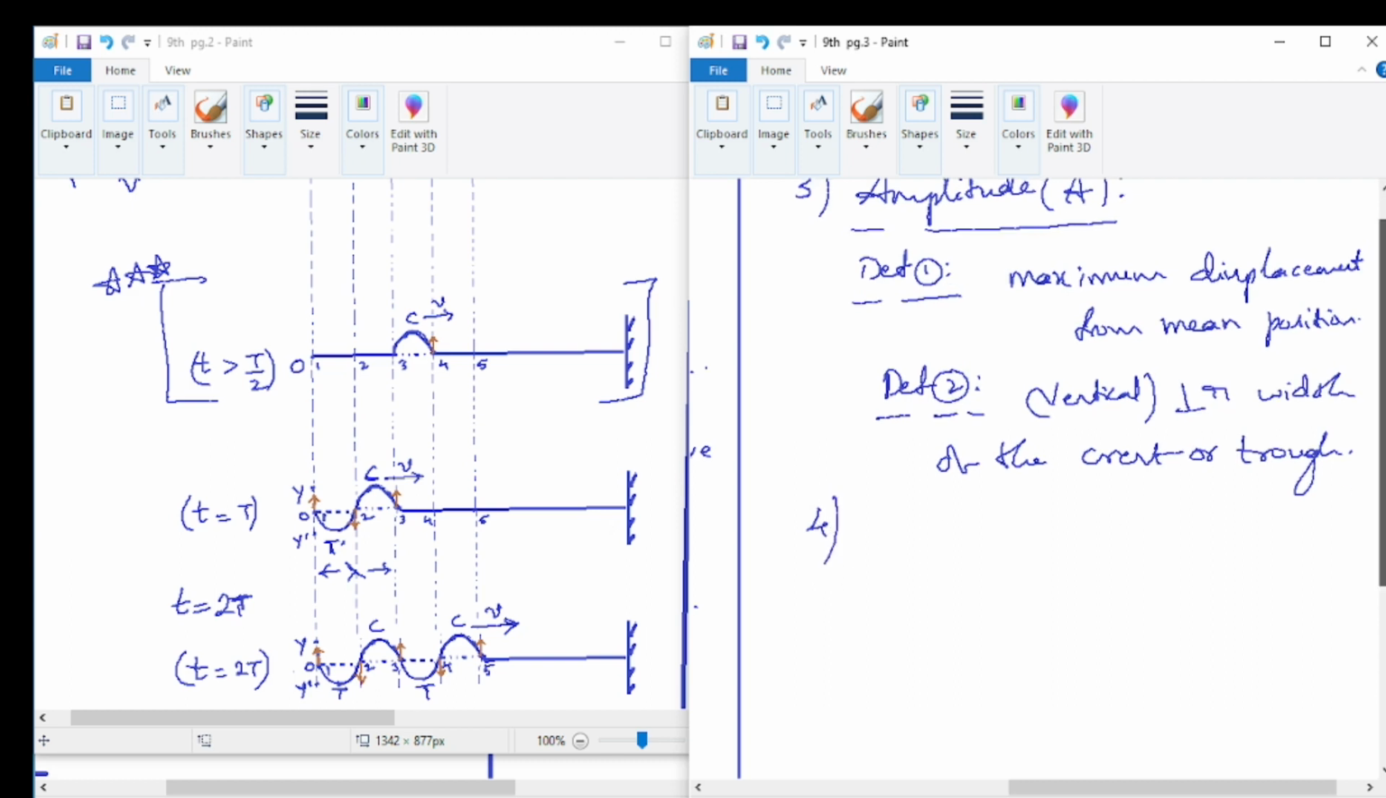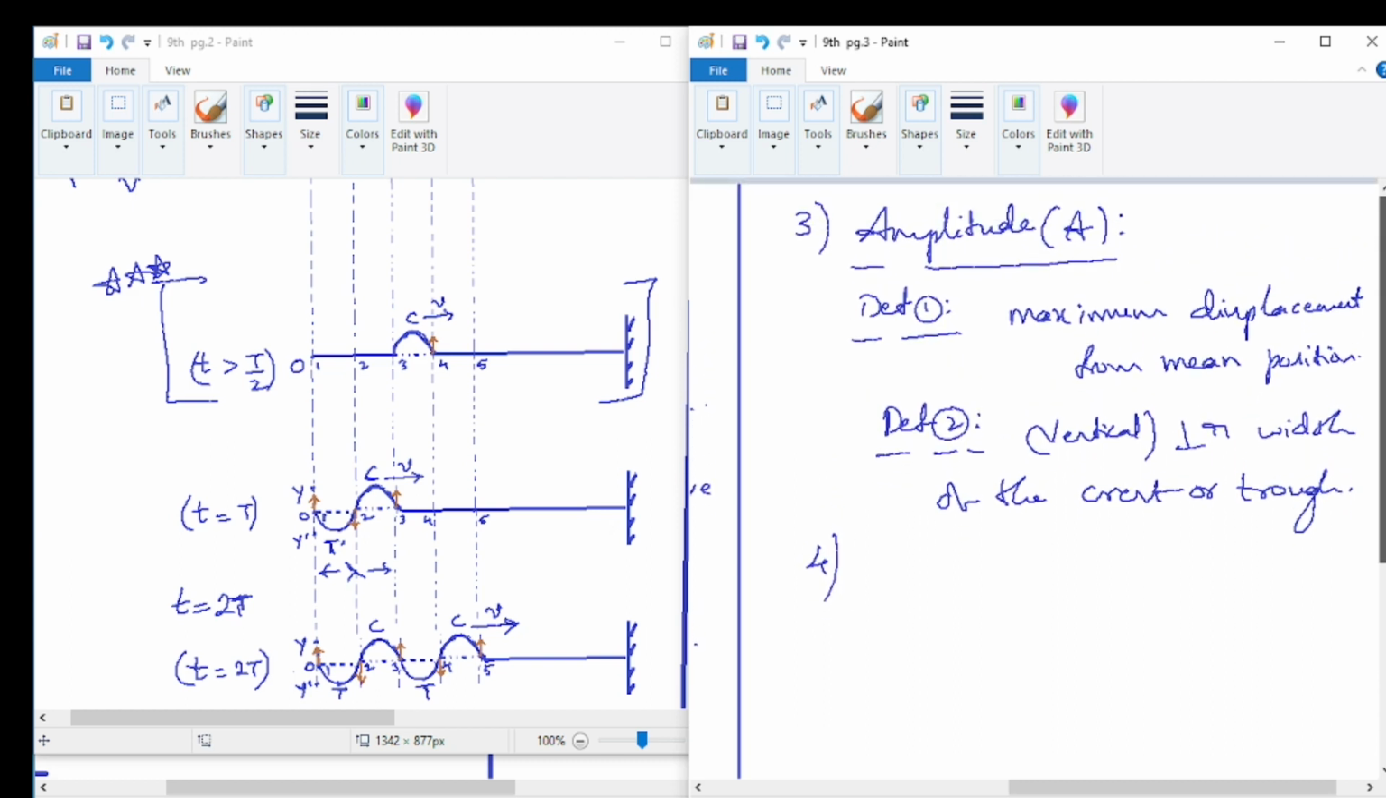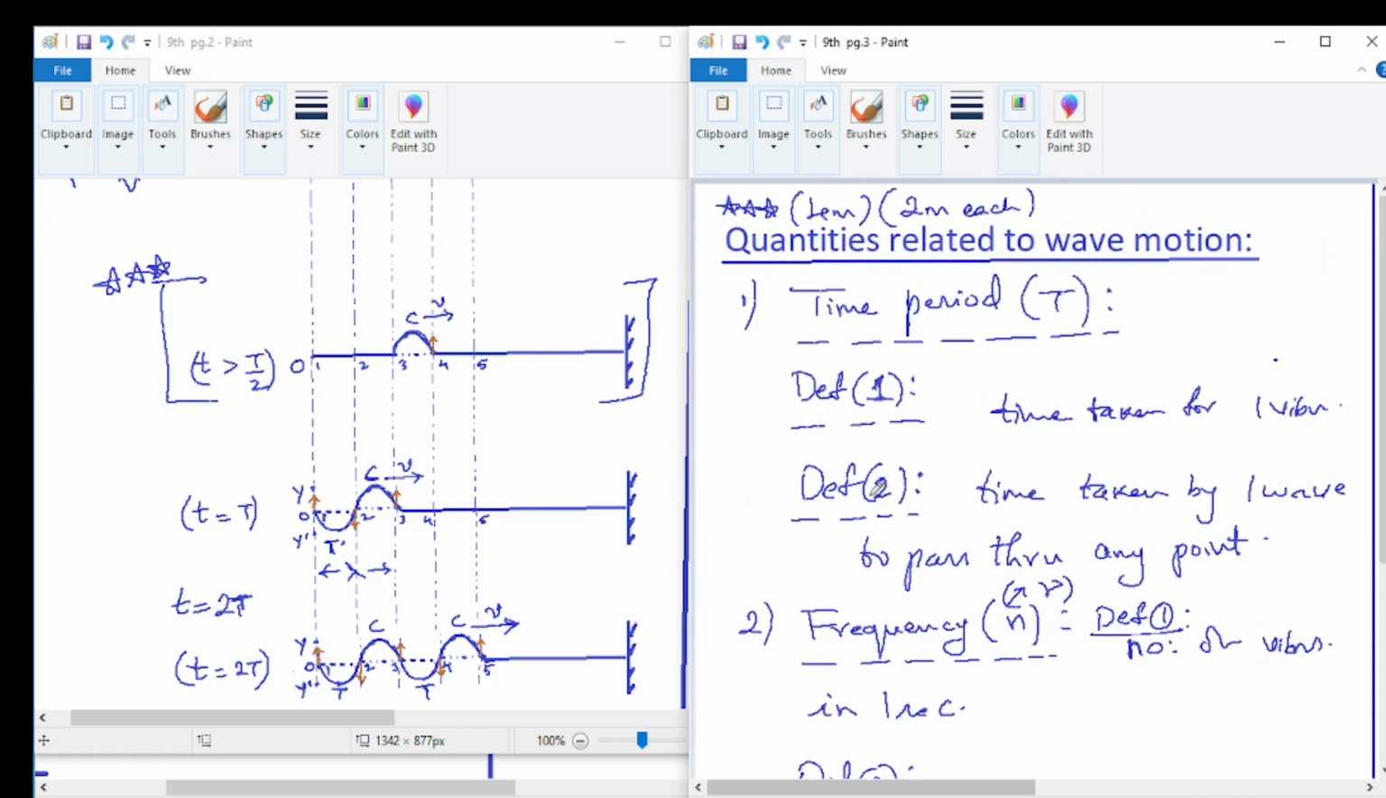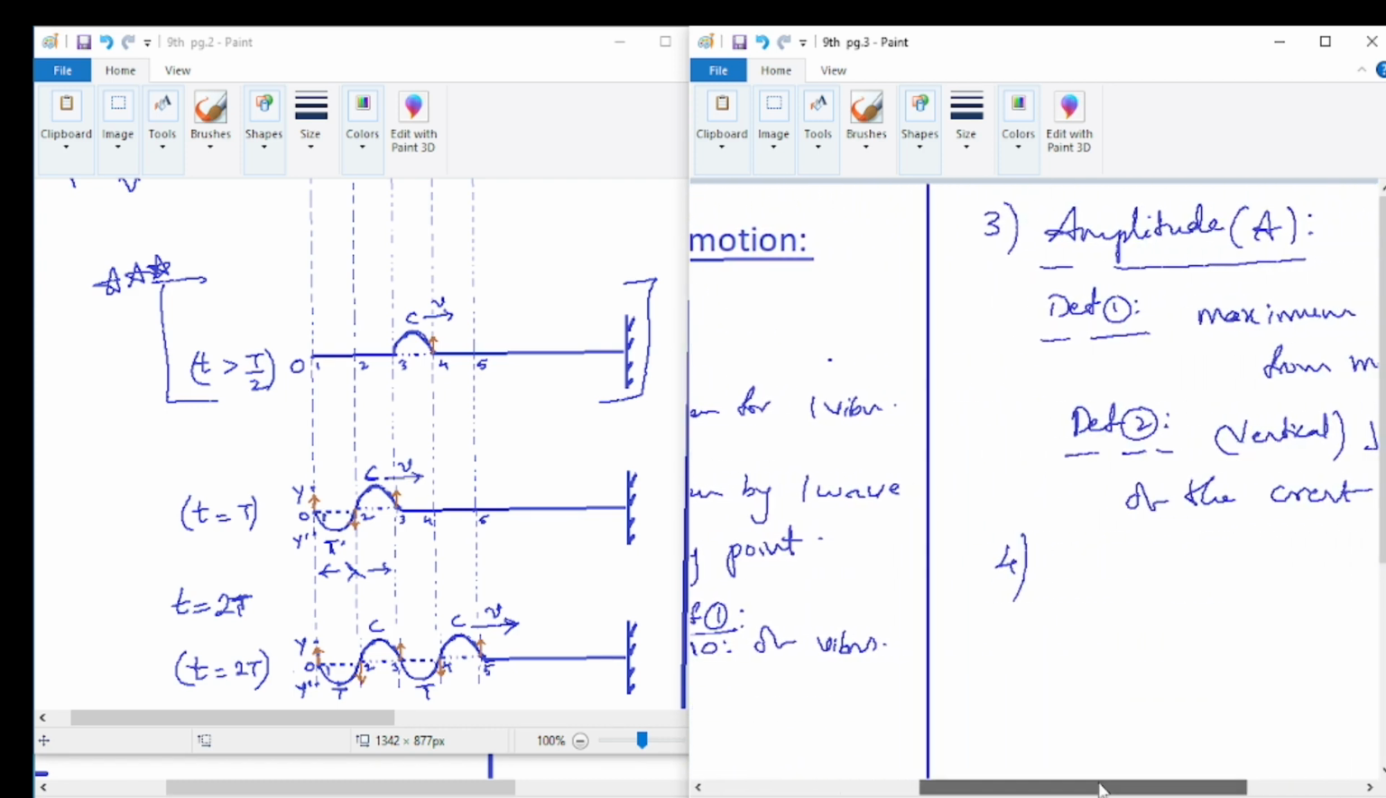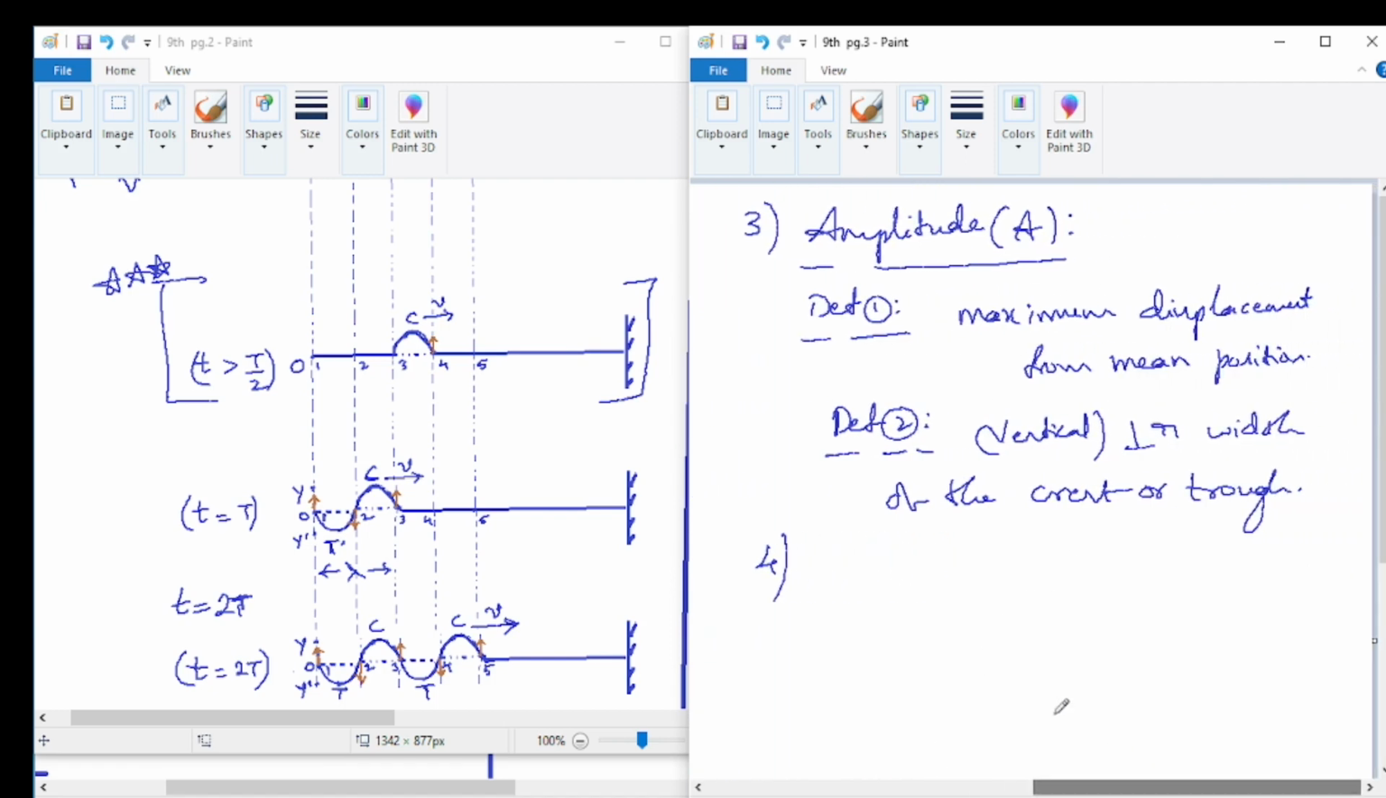Now for the next definition, just observe the previous definitions once. Firstly we have seen the definition of time period, next the definition of frequency, and then the definition of amplitude. The next very powerful definition, almost the most important among all the quantities, is the definition of wavelength. Roughly, we have seen the definition of wavelength previously also.